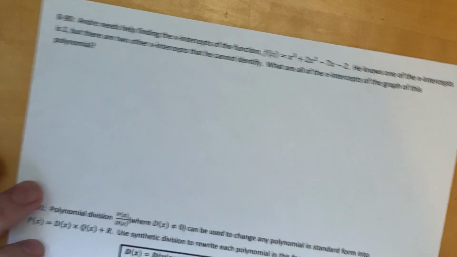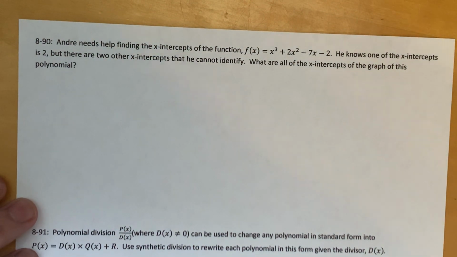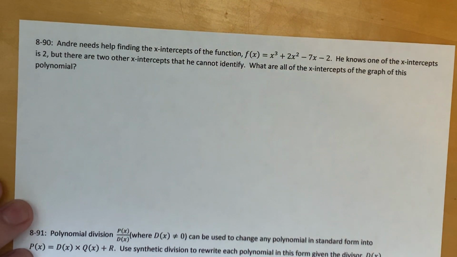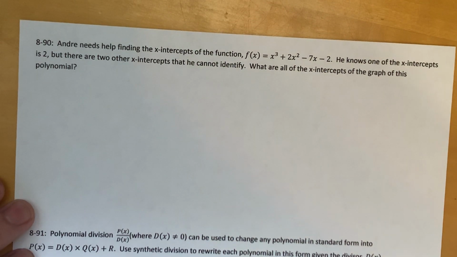All right, so on to the second page. It says, Andre needs help finding the x-intercepts of the function f of x equals x cubed plus 2x squared minus 7x minus 2. He knows one of the x-intercepts is 2, but there are 2 other x-intercepts that he cannot identify. What are all the x-intercepts of the graph of this polynomial?